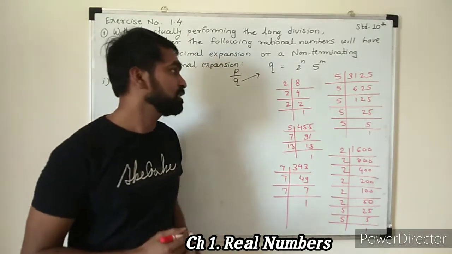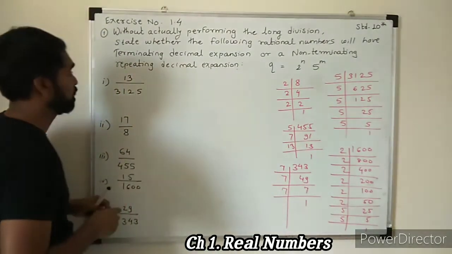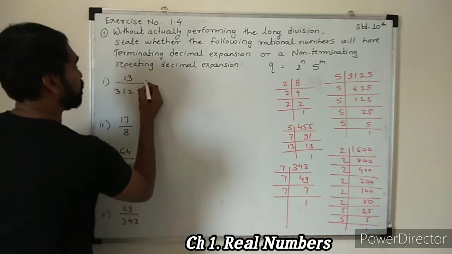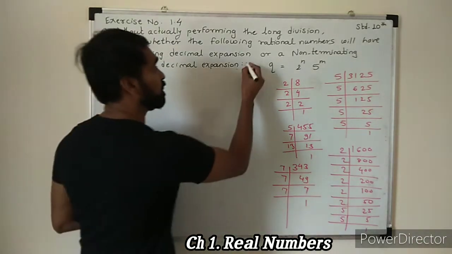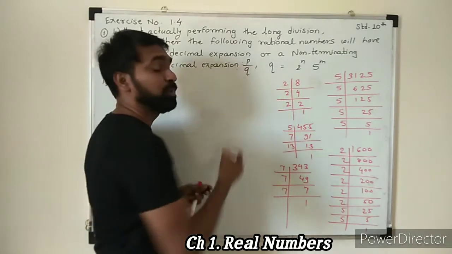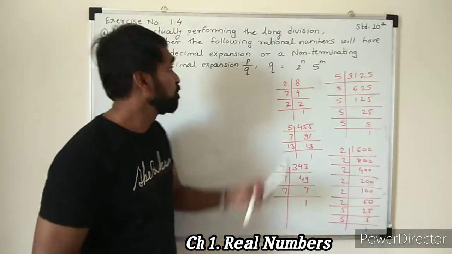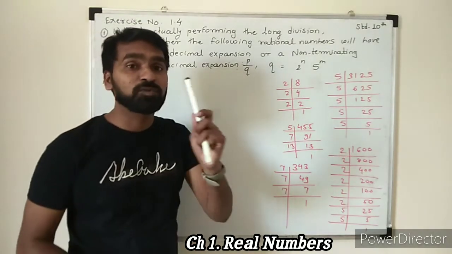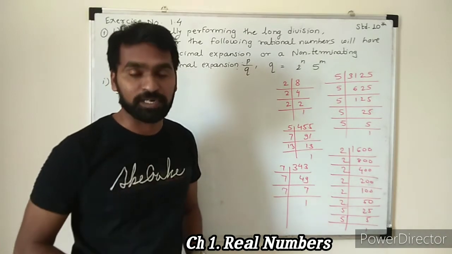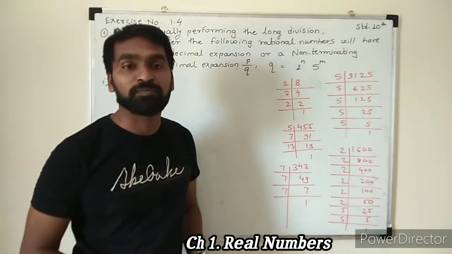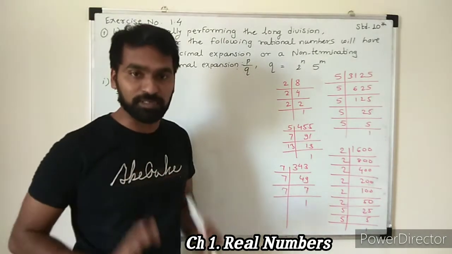Now see the examples. Here 13 upon 3125, meaning p upon q. P and q both are co-prime. Co-prime means the only common factor of both numbers, their HCF, is one. That is, p and q have no other common factor.